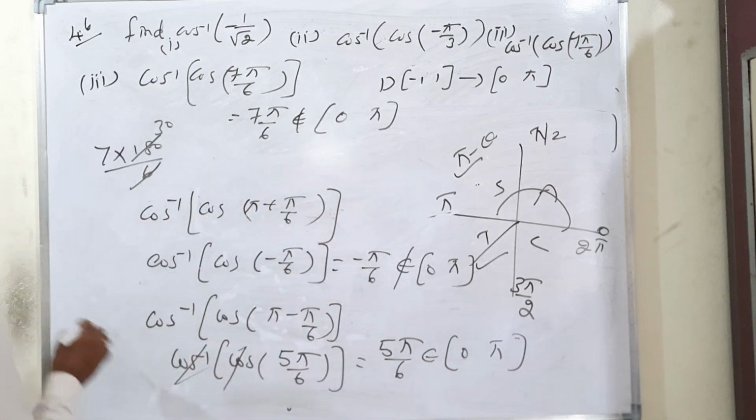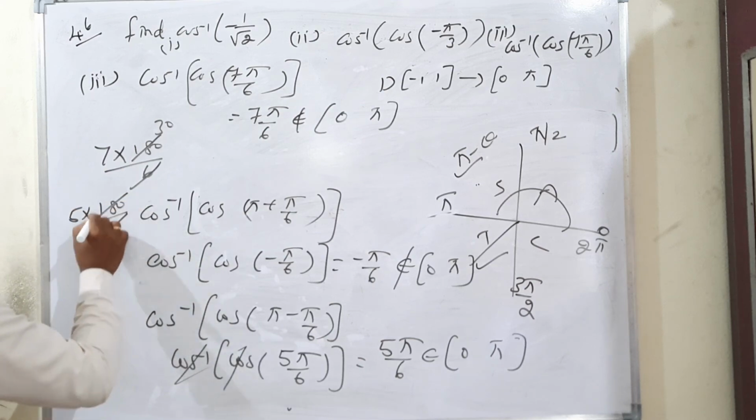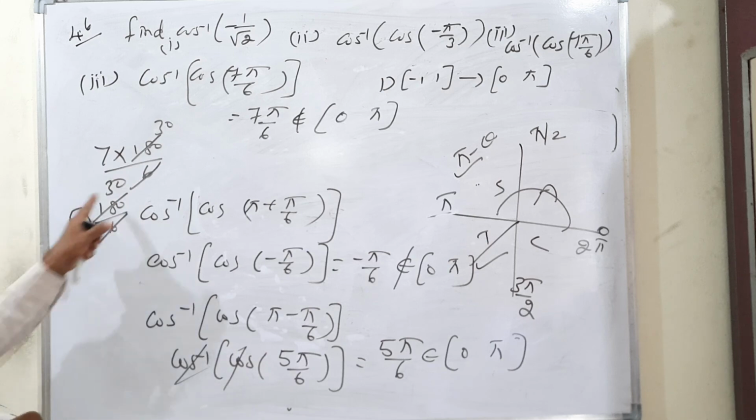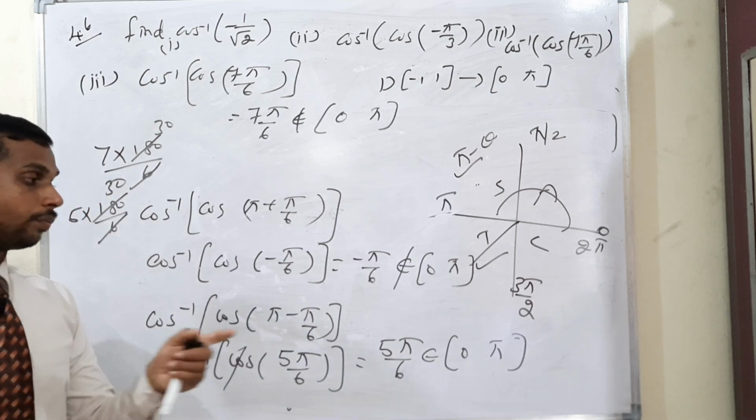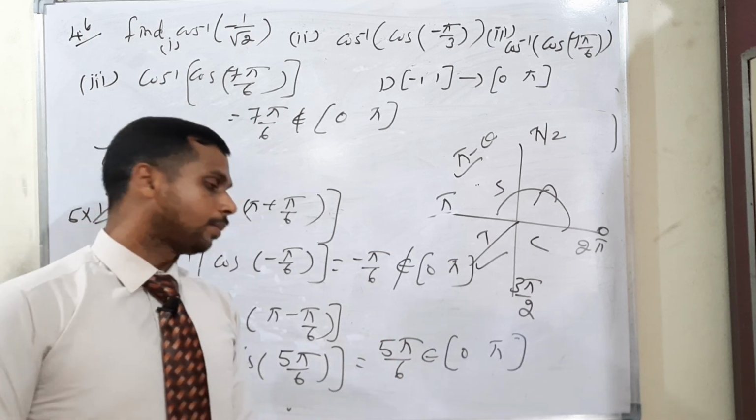What is the value of 5 pi by 6? 5 into 180 divided by 6. 6 and 180 cancel, giving 30. 5 into 30 is 150. It lies in 0 to 180. Therefore, the answer for subdivision 3 is 5 pi by 6.